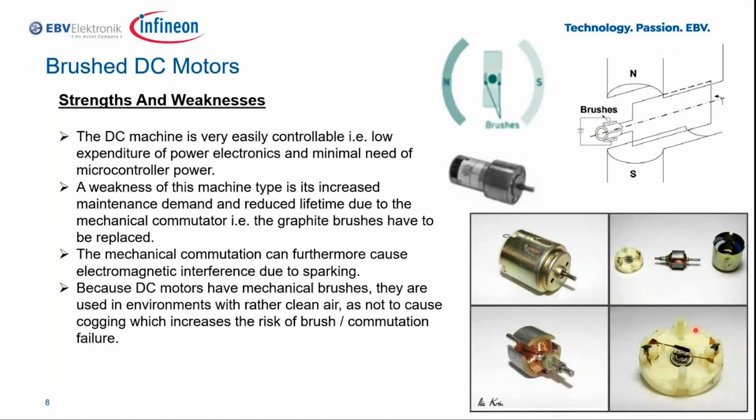Additionally, since the brushes can get damaged by dust or particles, these motors are mostly used in clean environments to avoid issues like clogging or commutation failure. So while they are simple and easy to use, brushed DC motors come with significant trade-offs in terms of durability and reliability.